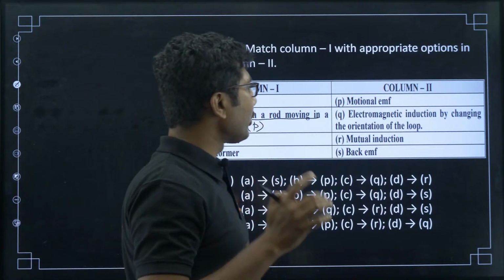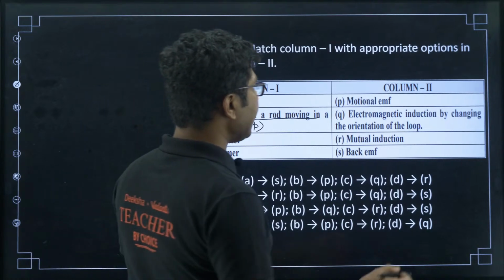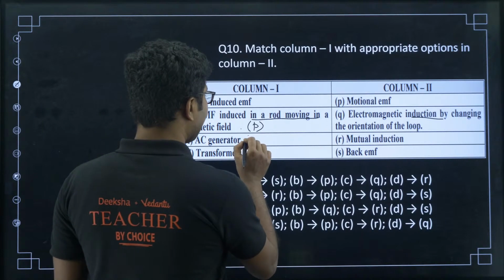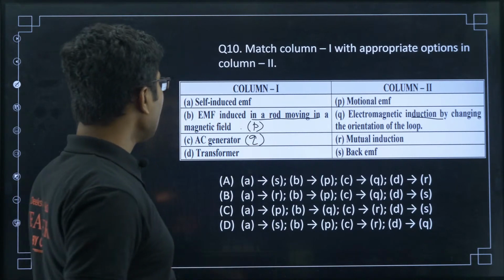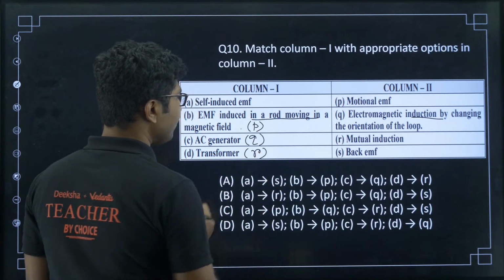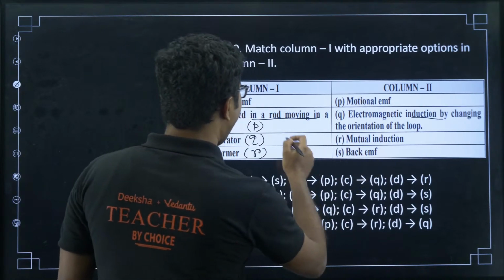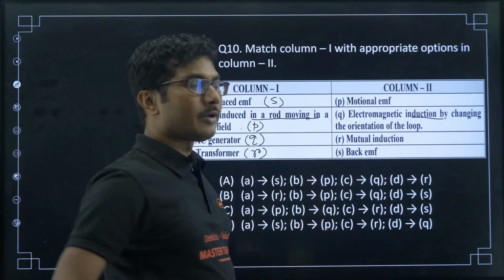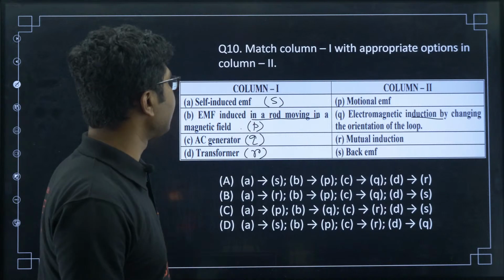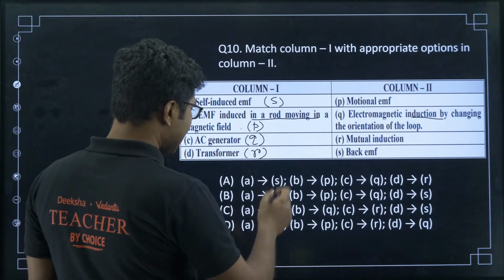Now, let us see other options. Electromagnetic induction by changing the orientation of the loop is basically AC generator. So, this will be Q. Mutual induction is transformer. Transformer works by the principle of mutual induction. So, these 3 I know. Now, self induced EMF is also called back EMF. This is something which you may not be sure about, but if you do all the 3 matchings, you can say for sure this is the self induced EMF. Nothing else can be matched. So, A is with S.